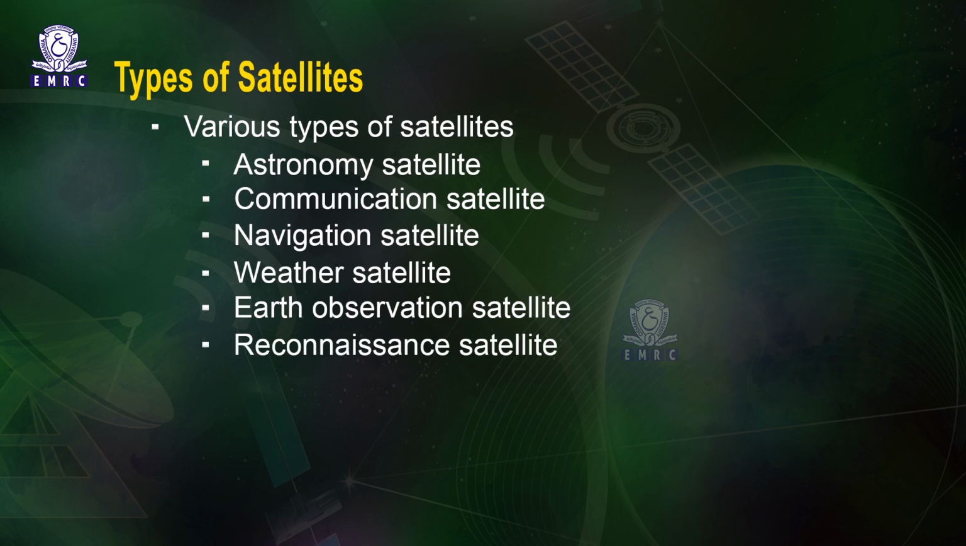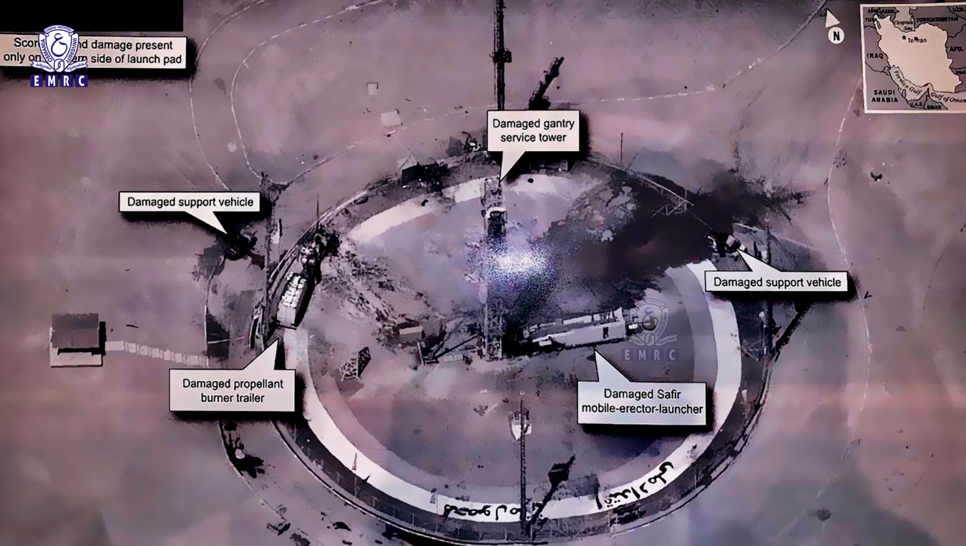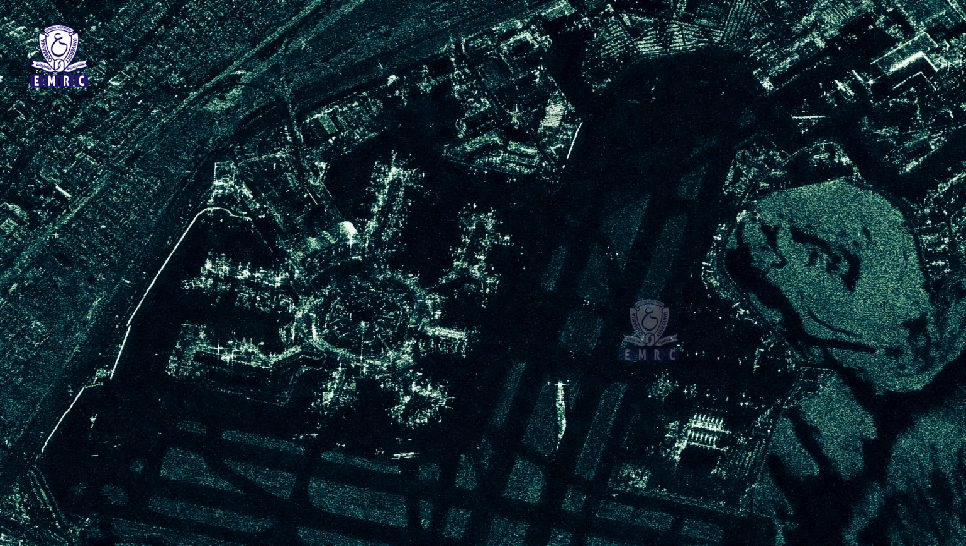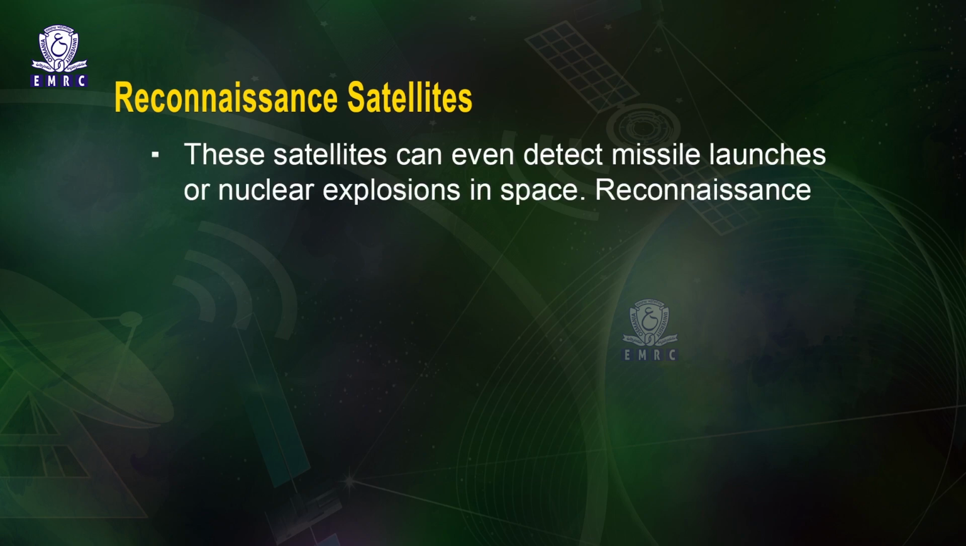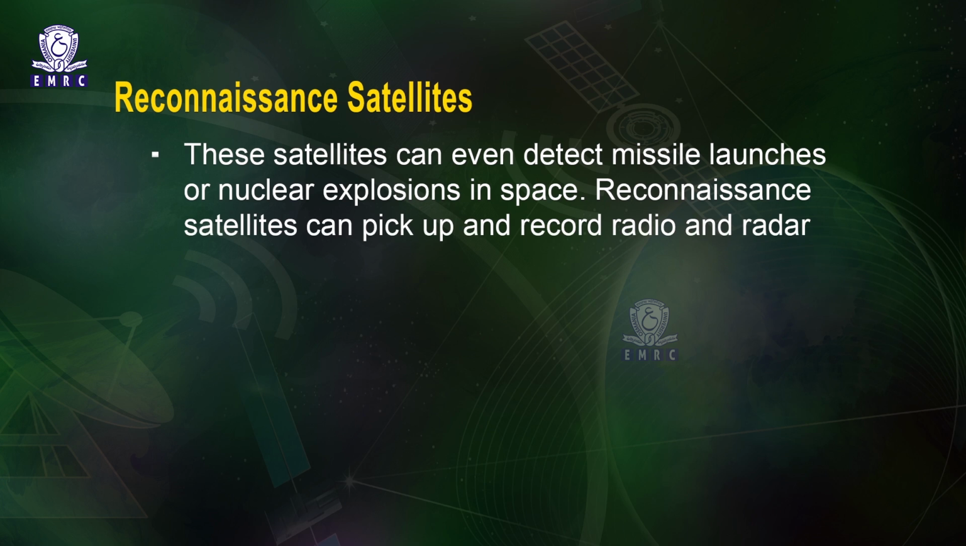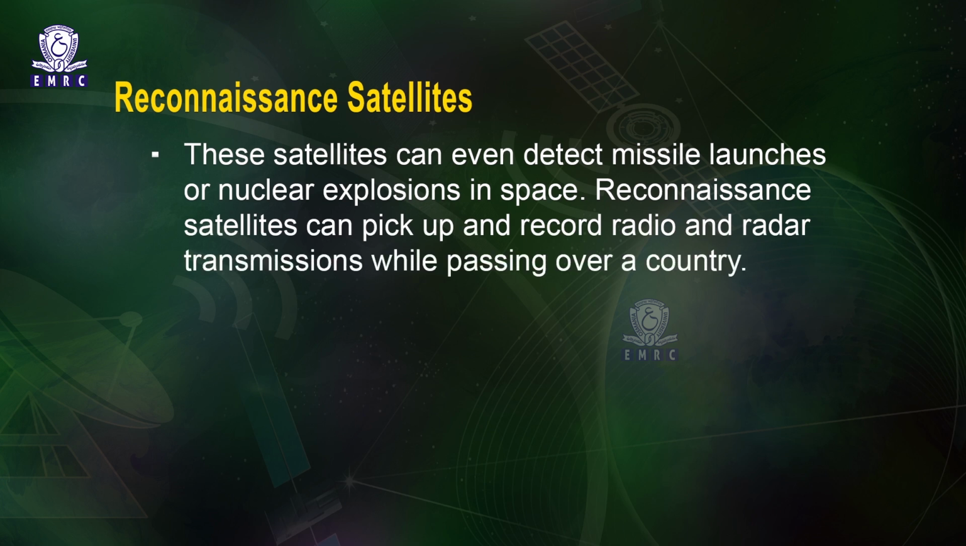Reconnaissance satellite. These days, you hear about satellites for communication and scientific research. Some satellites, though, have far less public uses. Reconnaissance satellites are used to spy on other countries. They provide intelligence information on the military activities of foreign countries. These satellites can even detect missile launches or nuclear explosions in space. Reconnaissance satellites can pick up and record audio and radar transmissions while passing over a country.